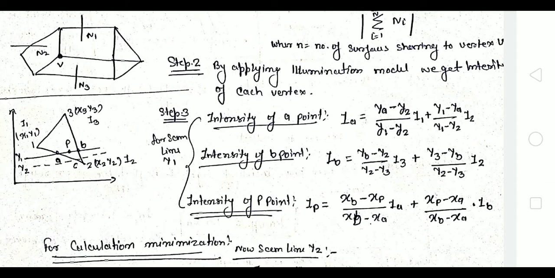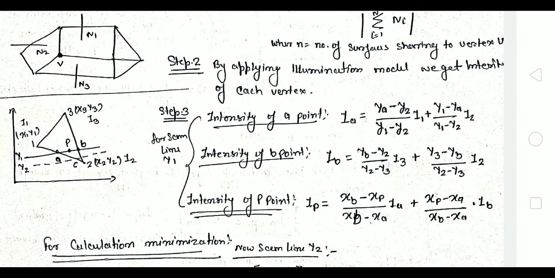in the downside part, the other point. A has its own coordinates x, y. So YA minus Y2 uses the second point. When you take y2, you have to consider the intensity of the other vertex. So YA minus Y2 times I1 divided by Y1 minus Y2, plus Y1 minus YA divided by Y1 minus Y2 times I2, the intensity of the other vertex. Like this you find the intensity IA. In the same way you find B and P also.